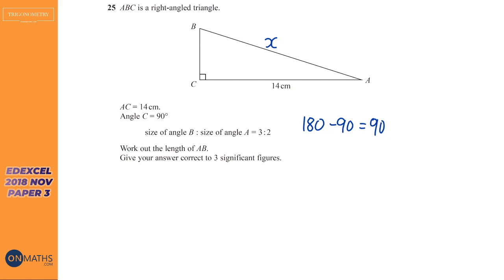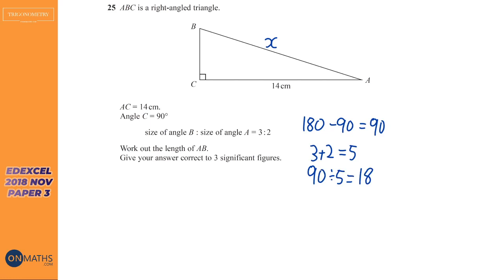Right, now we need to split that 90 in a ratio of 3 to 2. Now, how do you split ratios? Well, there's a video earlier in the series about how to split ratios, but what we're going to do is add the parts together. So there's 5 parts in total. Get the 90 and divide it by 5, and that equals 18. So each part is worth 18.